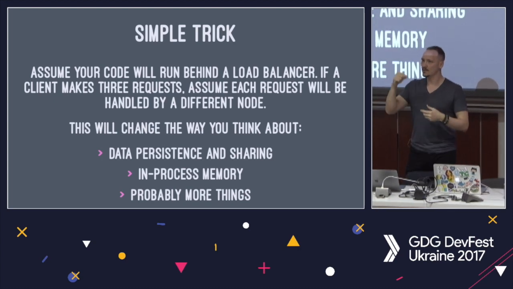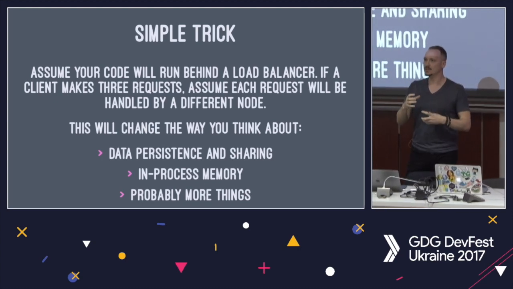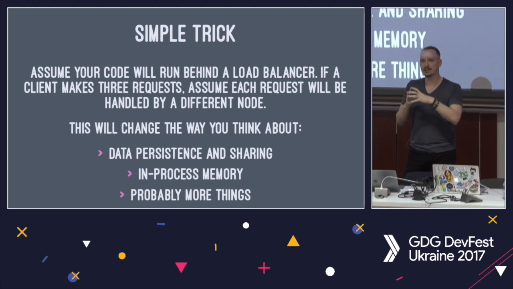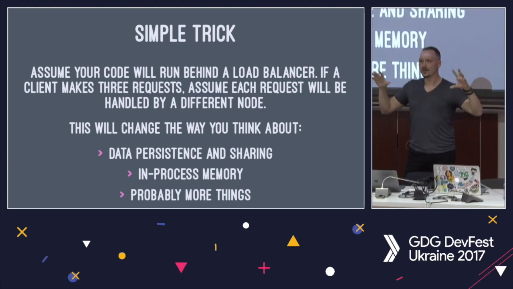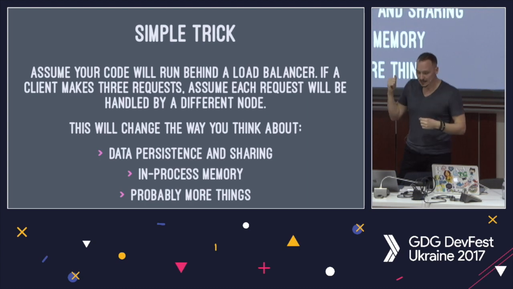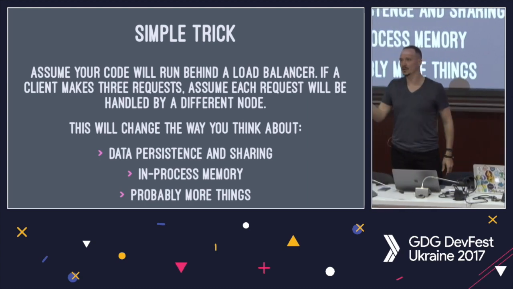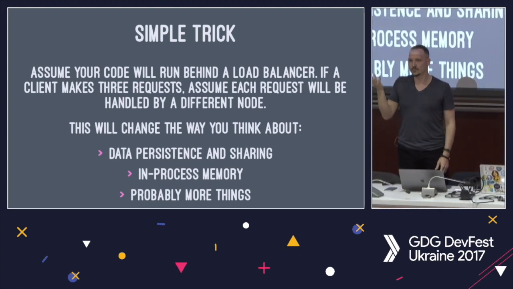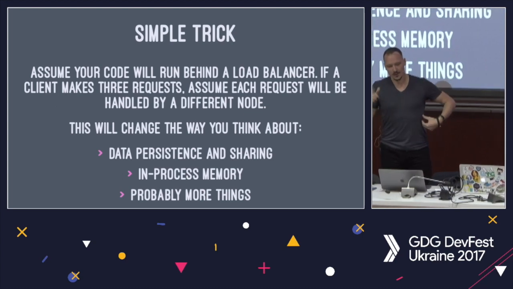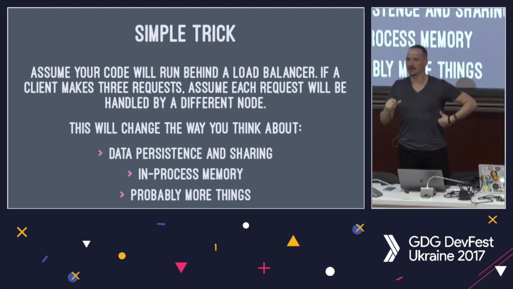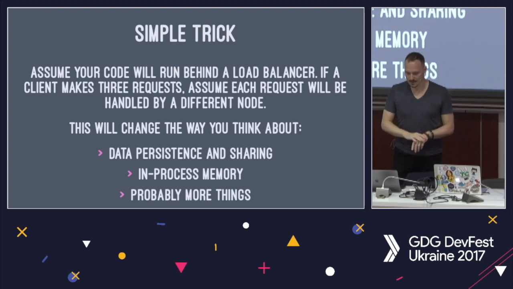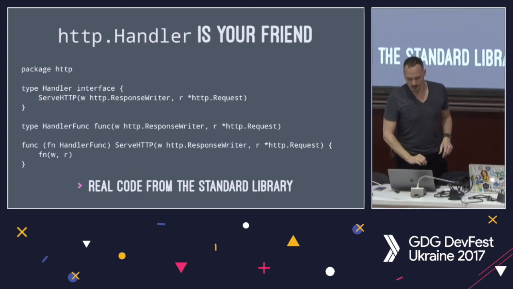You can't use maps inside the process to store data that you wish to share because it's only in one instance. So it changes the way you work. And this is even if you think you're only going to run one instance of this. This helps with design anyway, that assumption. So that's, I'd say, the thing to do.